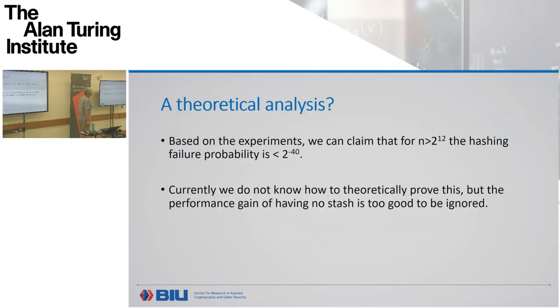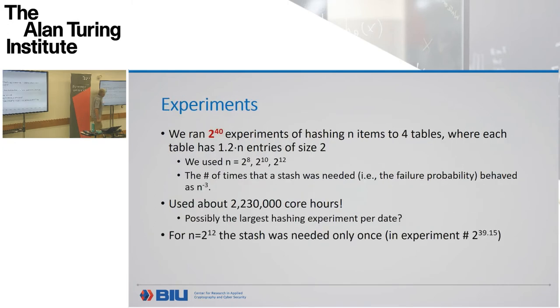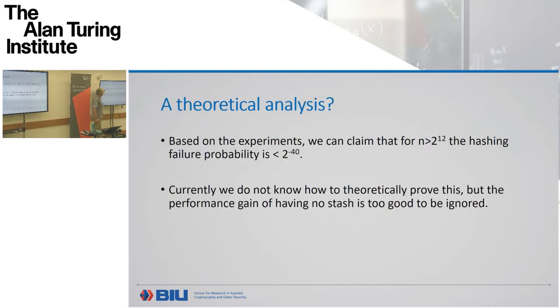But what we can claim is that the probability of having to use the stash decreases as n to the minus 3. Therefore, for n greater than 2 to the 12, the failure probability is smaller than 2 to the minus 40. We don't know how to prove this theoretically. Even if there will be a proof, the proof won't have the constants in it. We'll be able to show that this holds for large enough n's, but we won't be able to show the proof. But I think that these experiments are quite convincing.